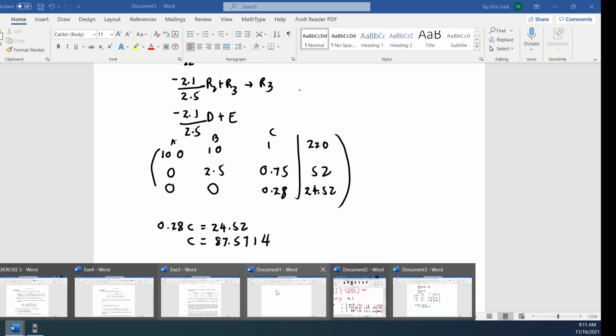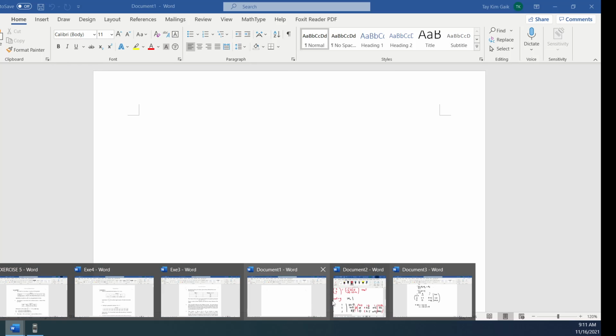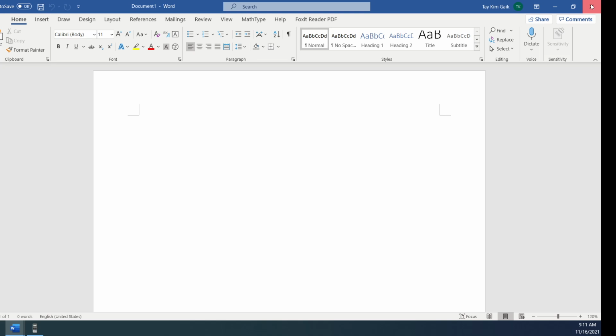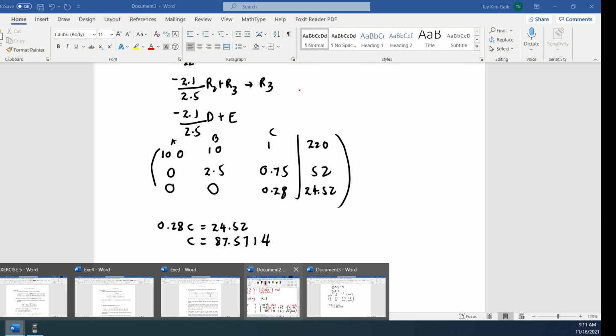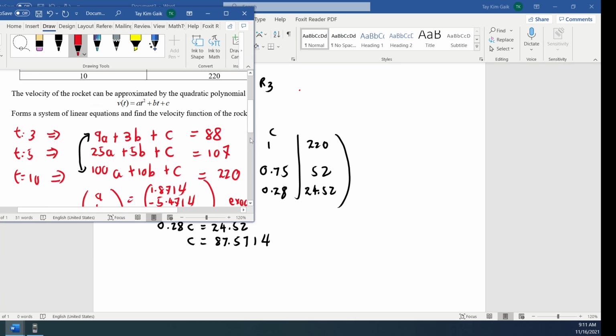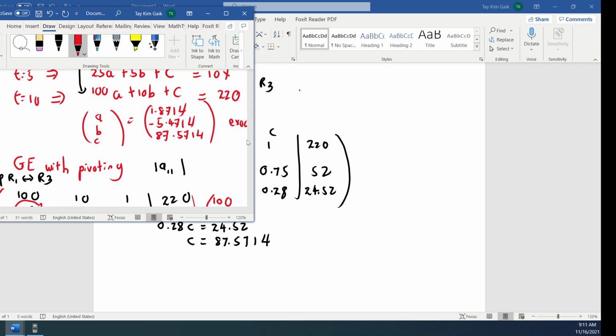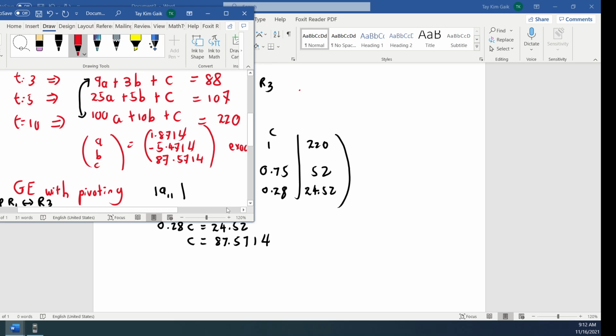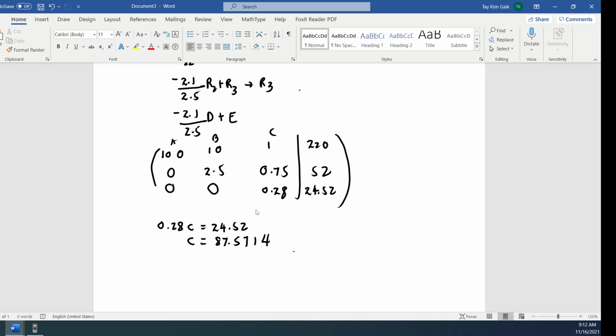Okay, compare with what we obtained just now, directly keying in the original system. You have 87.5714. So you solve from the last equation, which is the so-called backward substitution. After that, you plug the C value into equation 2, then you can obtain B.